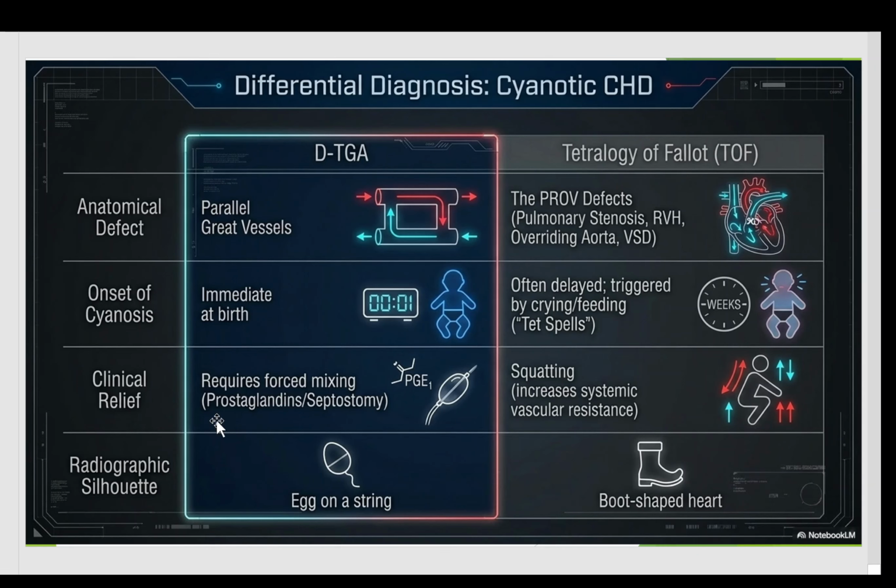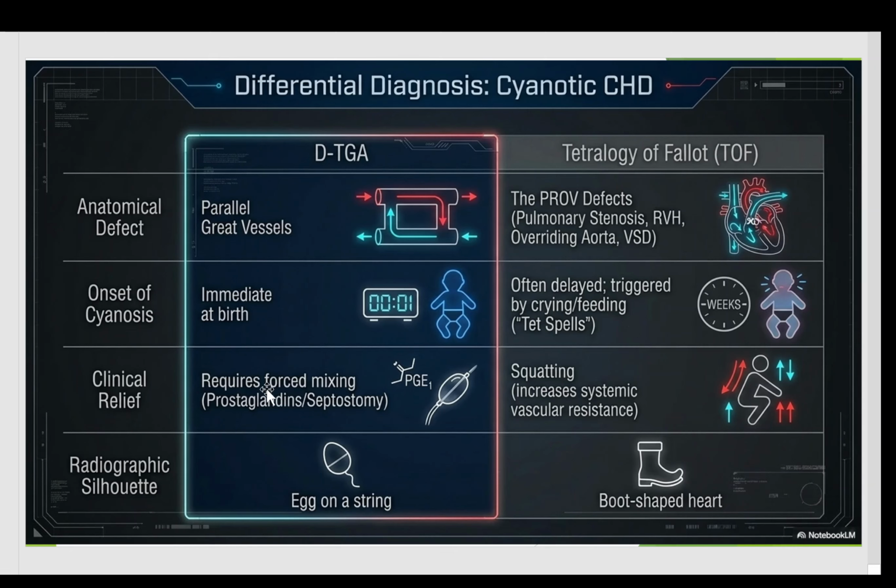So sometimes examiners are very fond of asking what is the difference between the cyanosis of TGA and tetralogy of Fallot. We should remember that the problem with tetralogy of Fallot is the PROV, that is pulmonary stenosis, right ventricular hypertrophy, overriding of aorta and ventricular septal defect, whereas parallel circulation is the anatomy of TGA. The onset of cyanosis is soon after birth in TGA, whereas in TOF it is often delayed and intermittent, and it is triggered by strenuous activity, which is known as tet spells.